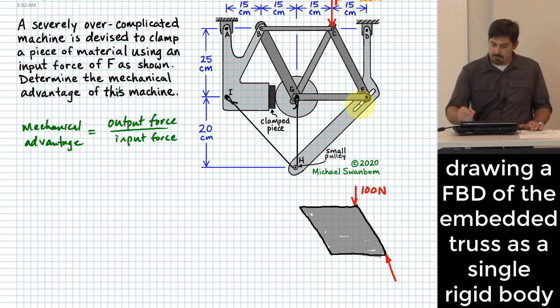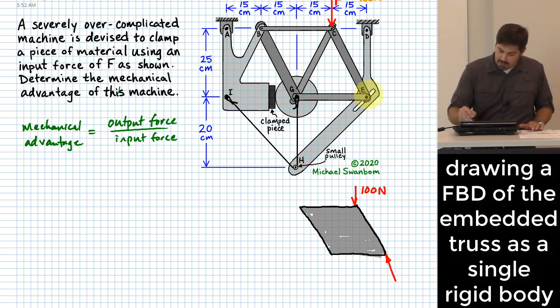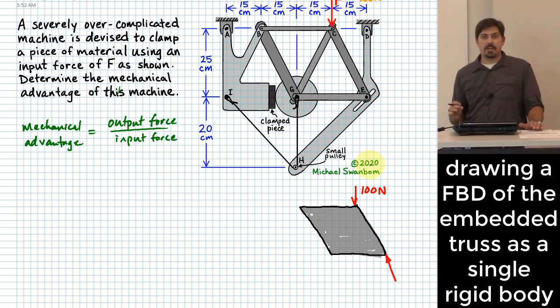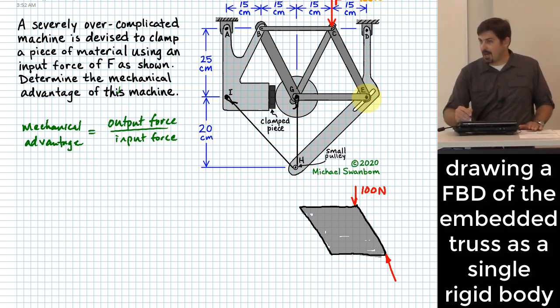What's the slope? A rise of 20 centimeters for that member right there for a run of, okay? Up here, we've got 15 and 15, so that'd be a run of 30. Now, here's the thing, though. That's the line that extends from H to E. But we need a line that's perpendicular to that one, right?